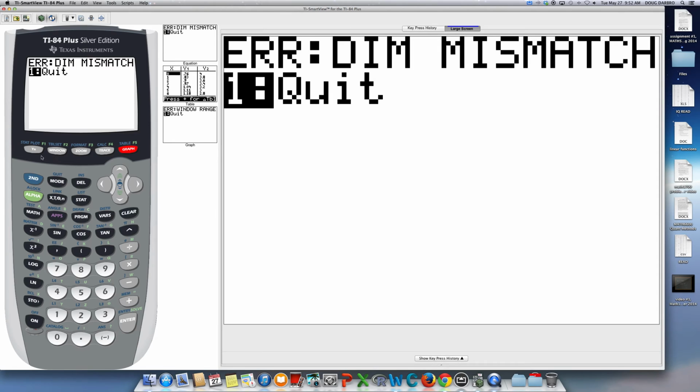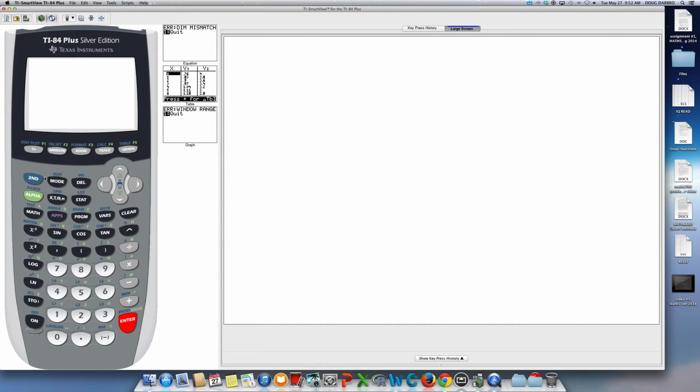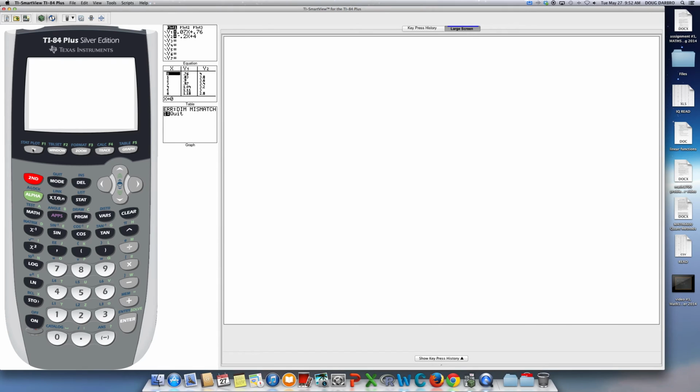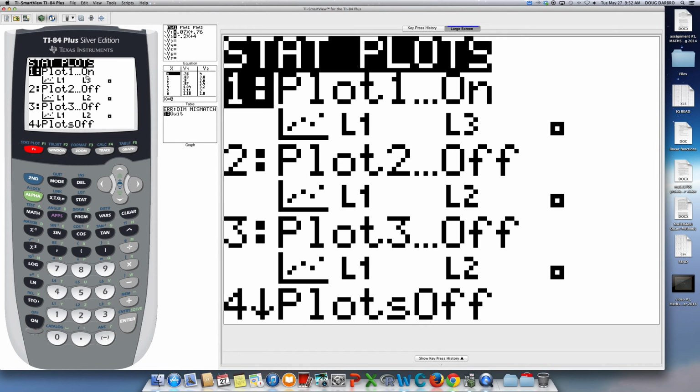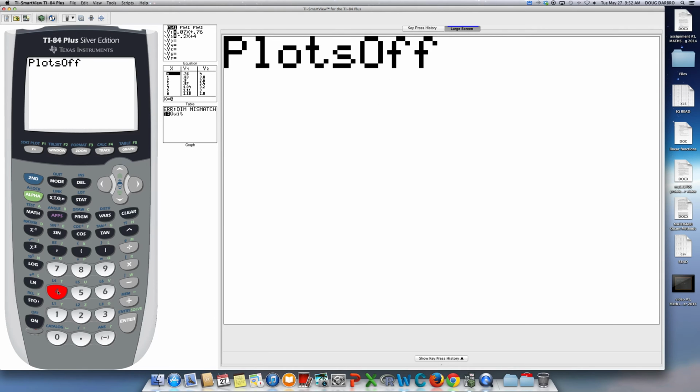And that's just lovely. All right, here's what's happened more than likely. Our stat plots are probably turned on. So if I go up here to second function stat plot, and I notice I've got one of those on, I'll just hit the number 4, because look what 4 is, plots off. Number 4 will just turn all the plots off. So hit 4, hit enter, and I'm done.